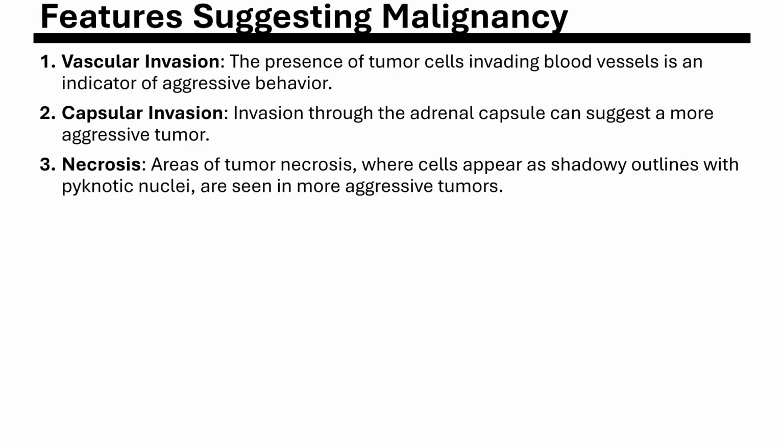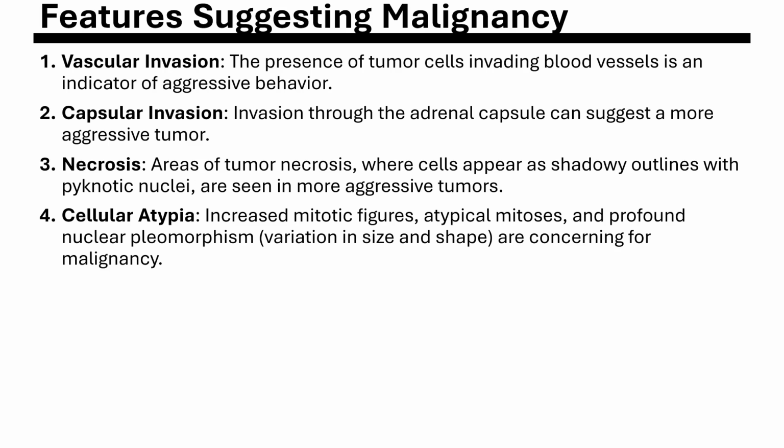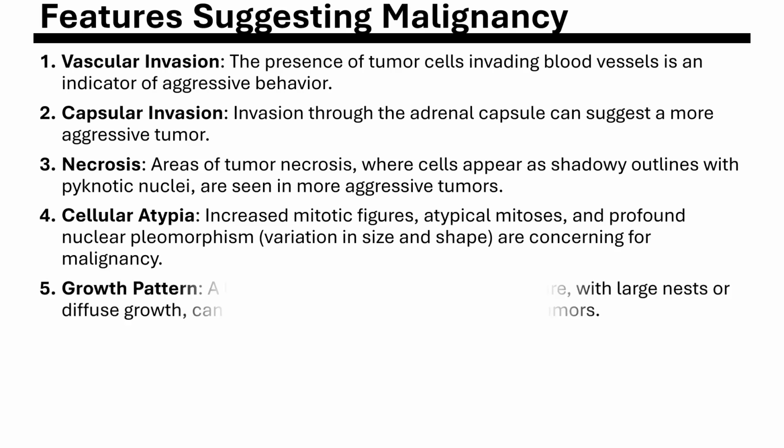Next is necrosis. Areas of the tumor necrosis where cell appears as shadowy outlines with pycnotic nuclei, and this also shows the aggressive nature of the tumor. And the fourth feature is cellular atypia, where we can see increased mitotic figures, atypical mitosis, and profound nuclear pleomorphism. Pleomorphism means the variation in the size, shape, and this also show the malignant nature of the pheochromocytoma.